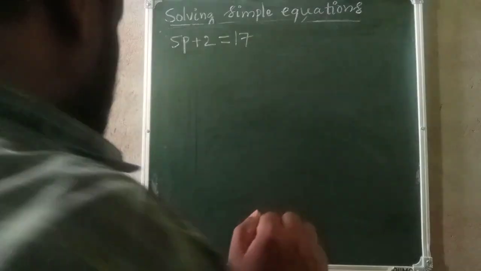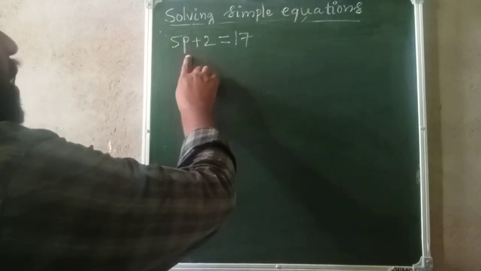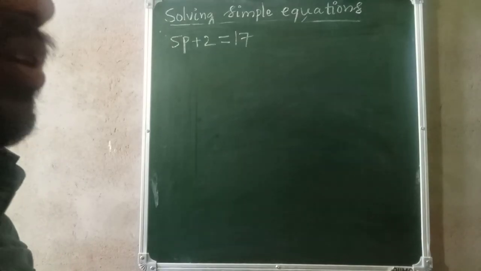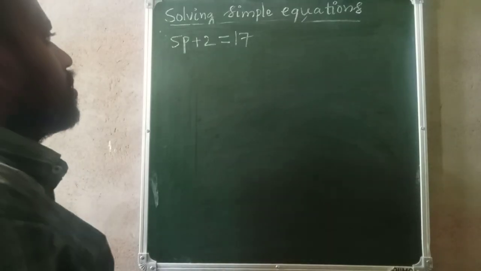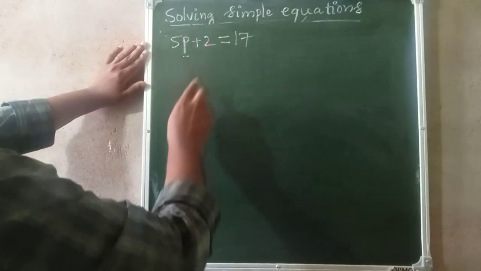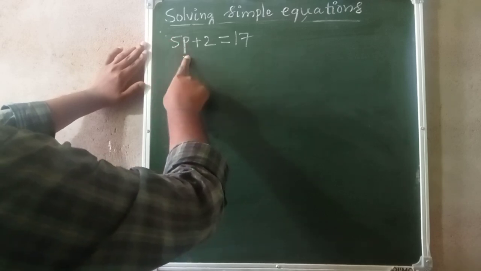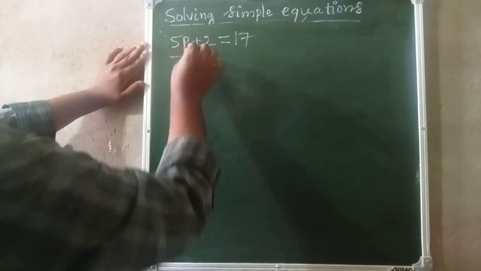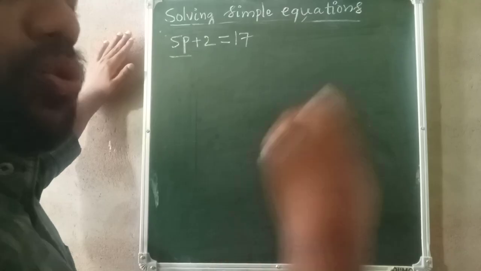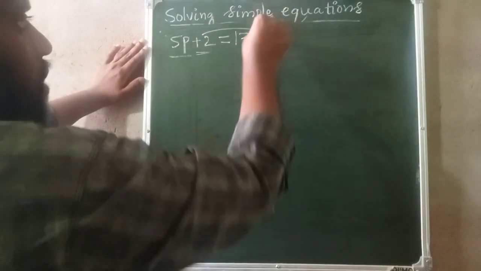Okay, here the variable is letter p. Letter p is the variable. Solve means we have to find the value of p. So we want this p along with whatever is there, that is 5. So p along with 5, we have to keep on one side. Whatever remains, we have to move to the other side. Here plus 2 is there, we have to move this to the other side.